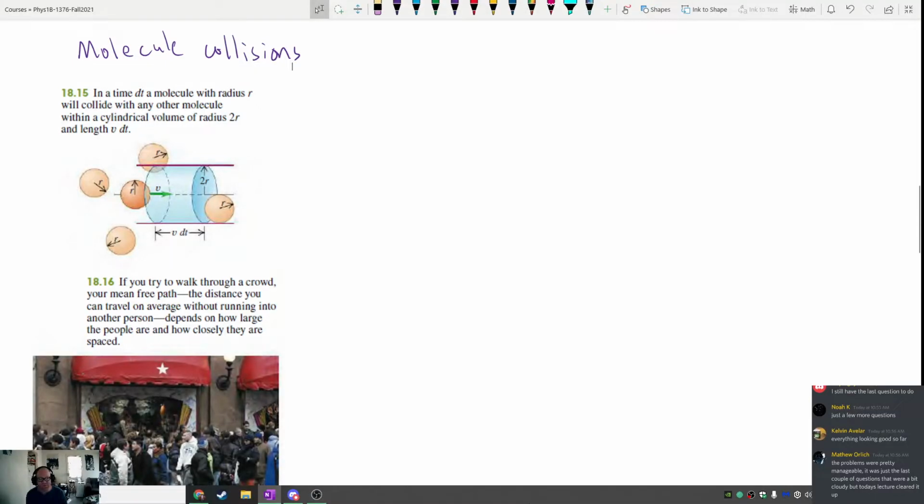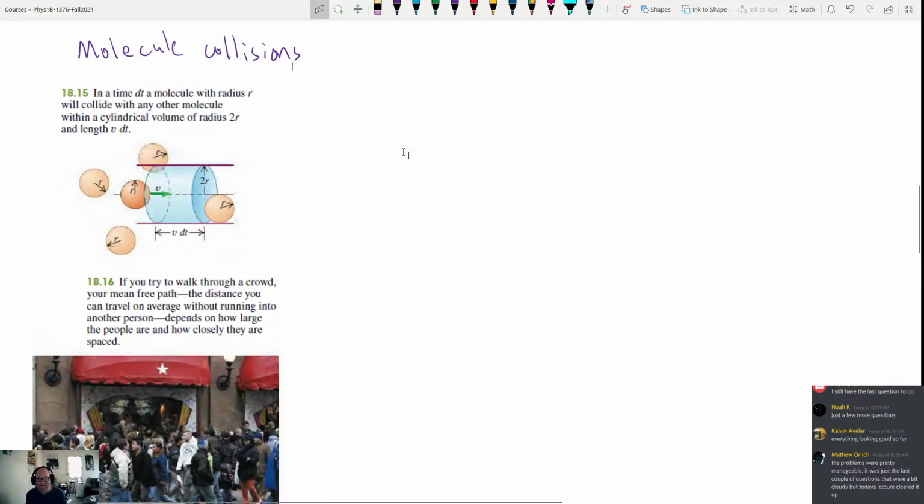Okay, this is the second hour of Physics 1B for October 18th, and we're now going to be talking about molecule collisions. Prior to this, we have pretty much assumed that molecules in a gas are not going to collide with one another because we assumed that they were point particles, meaning they had pretty much no volume. But what we want to do now is come up with a way to understand how frequently collisions occur and how far a molecule can travel before it collides with another molecule. That's ultimately what we want to prove here.